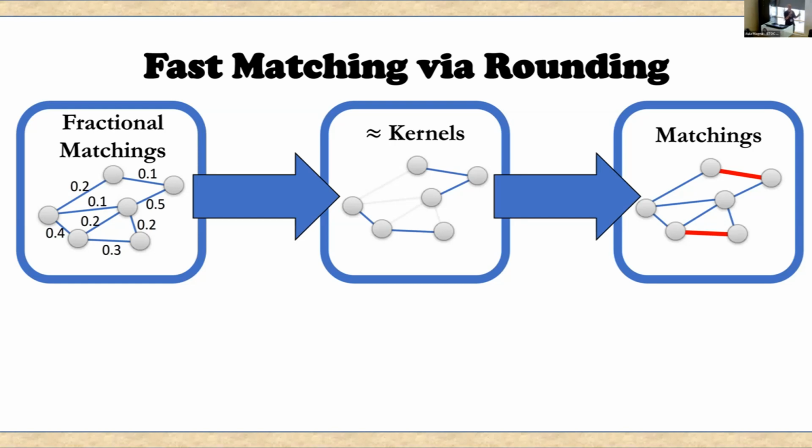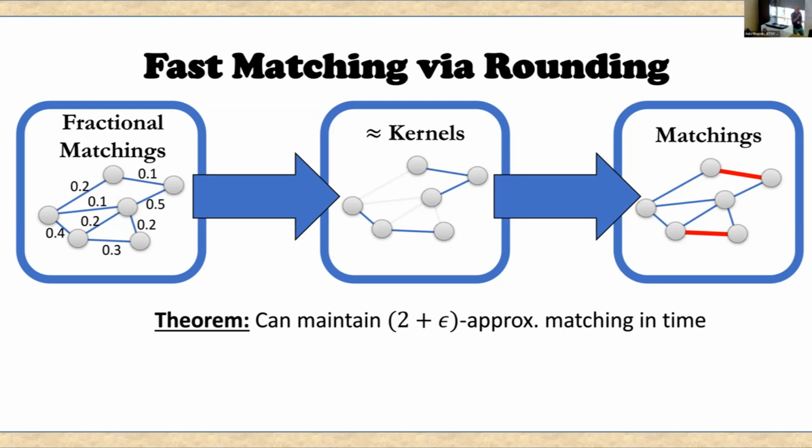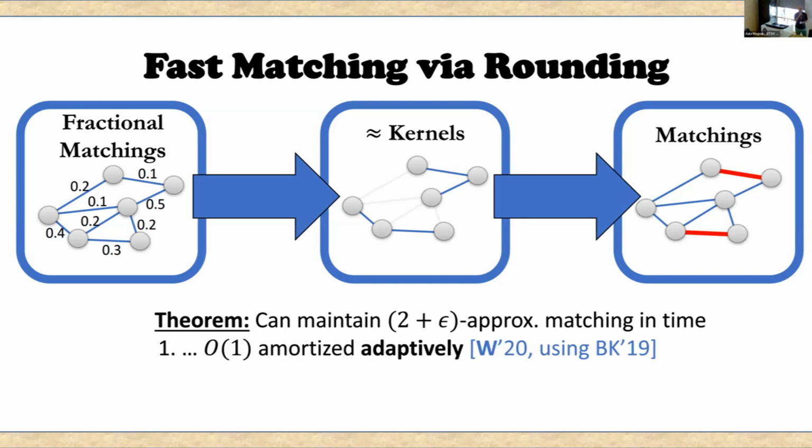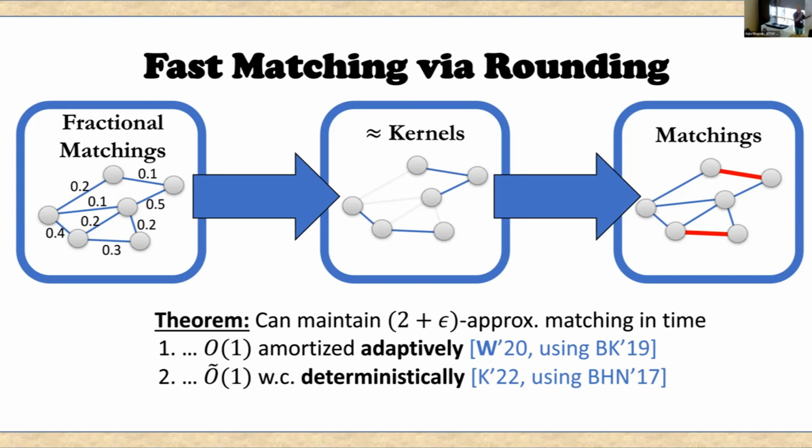Let me just tell you what are the kind of results that we know how to show versus adaptive adversaries in this regime. So what we can do using this general template is maintain a 2 + epsilon approximate matching in the following update times. We can do constant amortized time with a randomized algorithm that works against adaptive adversaries. And we can also do polylog time, worst case deterministic. I might be misquoting something here, but this is roughly the state of the art.